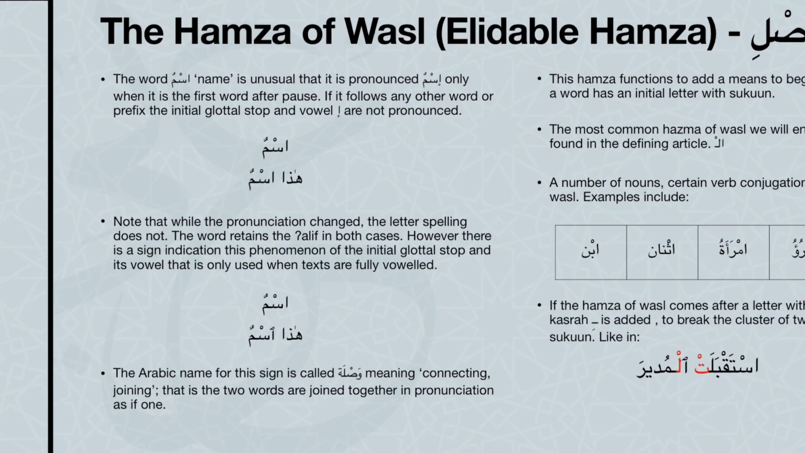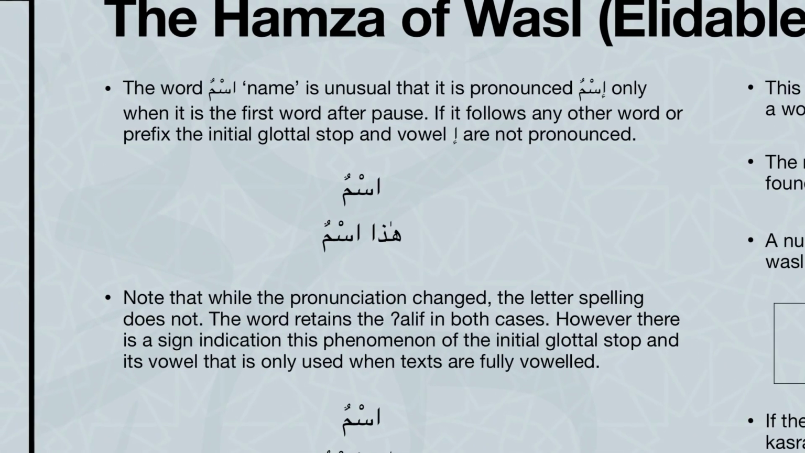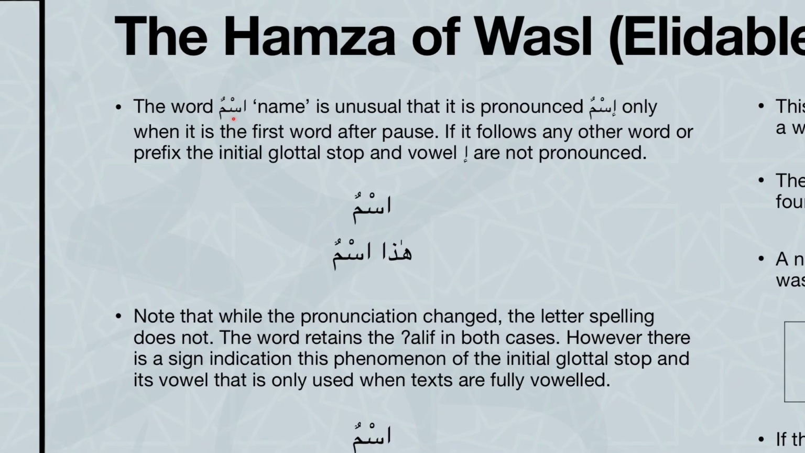So let's look at the word ism. What do you notice? I want you to notice that the middle letter, the sin, has a sukun. In Arabic, I can never start with a consonant cluster. Basically, I cannot start with a letter that has a sukun, because there's no vowel quality I can attach to that consonant to produce its sound.